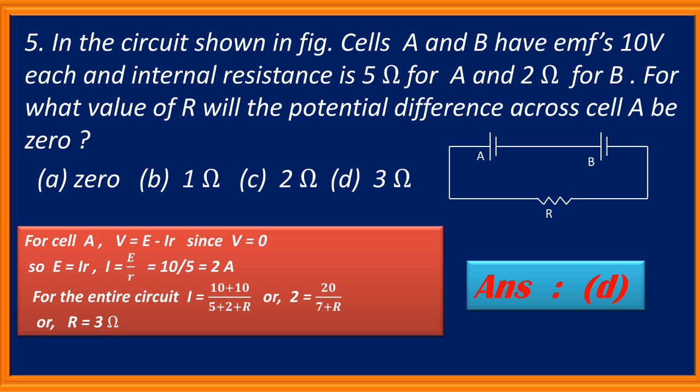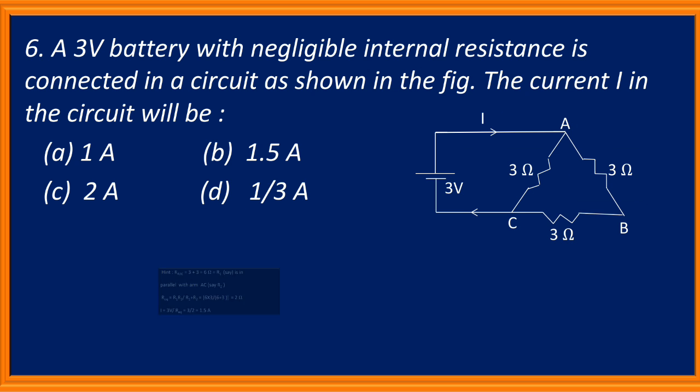Here you can see for cell A, terminal potential difference V equal to E minus Ir. Since V is 0, so E equal to Ir and I equal to E by r, which is 2 ampere. For the entire circuit we find the current and we get the value of R equal to 3 ohm. So here the correct answer will be D, 3 ohm.